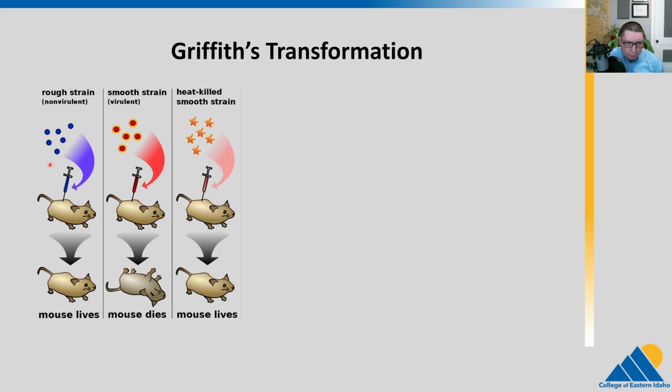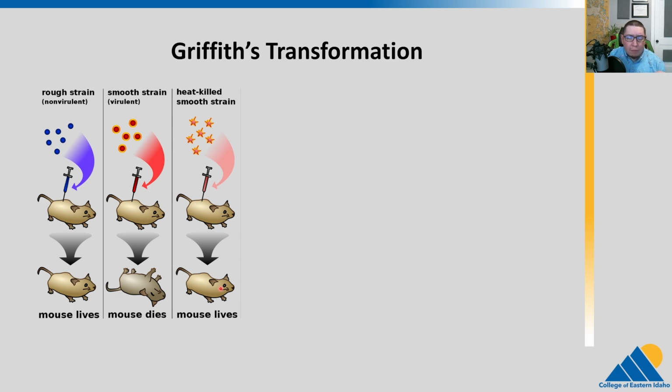So, Griffith takes the smooth strain and he heats it up, destroying it, killing it. The cells are literally exploded. He injects it into the mouse and the mouse lives.